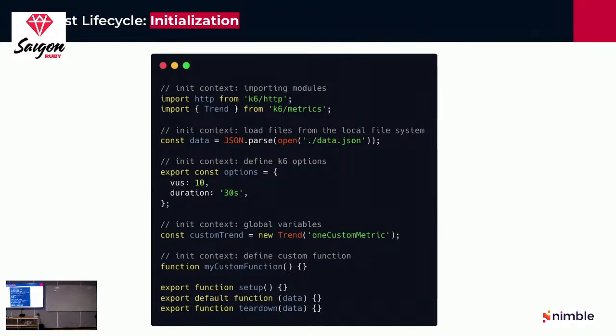It's for constant options. This one is to define the testing strategy we use with K6, or we can define global variables, like a custom chain or my custom function, to prevent duplicating code, and we can use it in later functions.